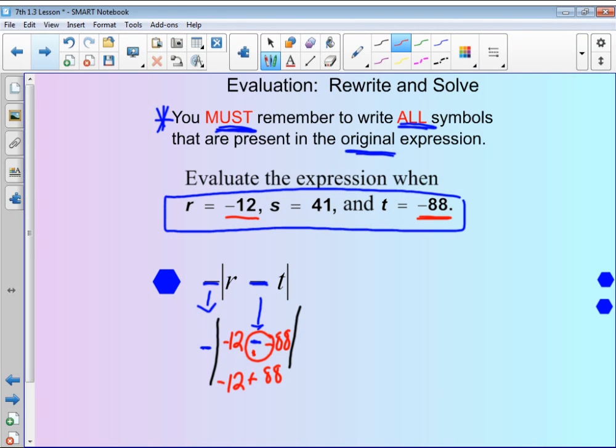So -12 plus 88, those are different symbols. I'm going to find the difference. See how these are different, a negative and a positive? So the difference between 88 and 12 would give me, let's see, 78 would be -10, so -2 more would give me 74. Okay, so now this is what I have left over.